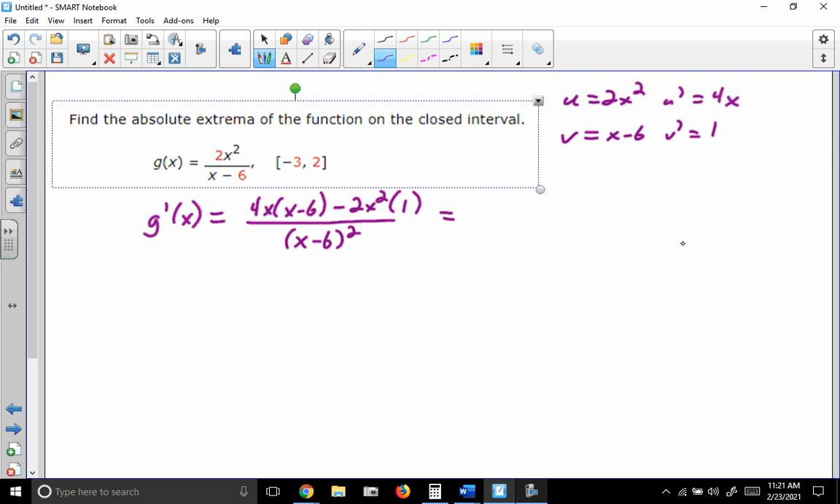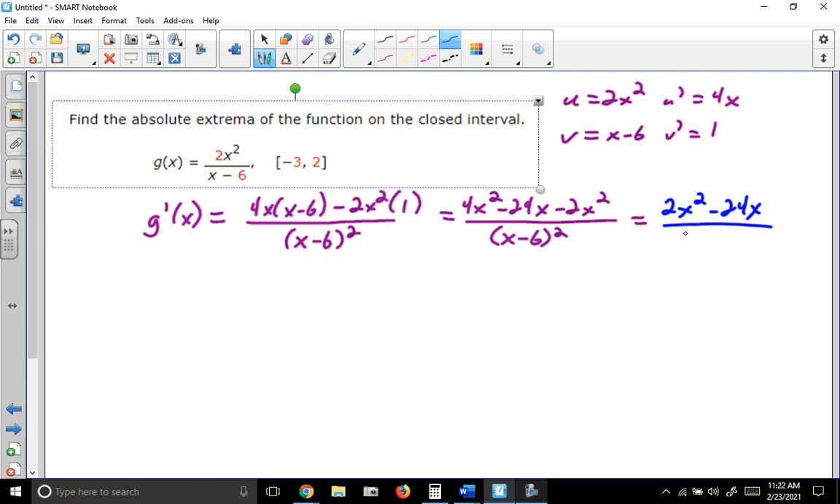So if we distribute on top, we get 4x times x, so 4x squared. 4x times minus 6, so minus 24x, minus 2x squared, all over x minus 6 squared. There's no need to distribute the denominator, leave it factored. On top, we have 4 minus 2, so we have 2x squared on top, minus 24x over x minus 6 squared.